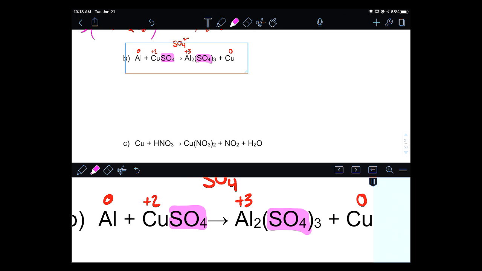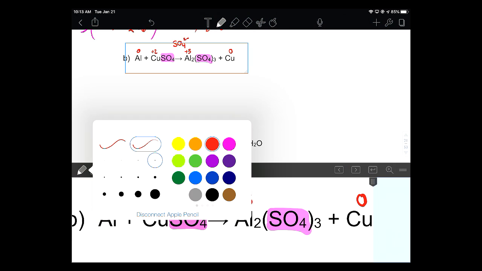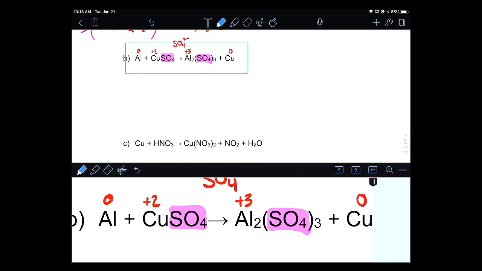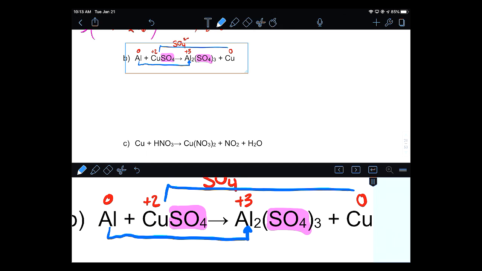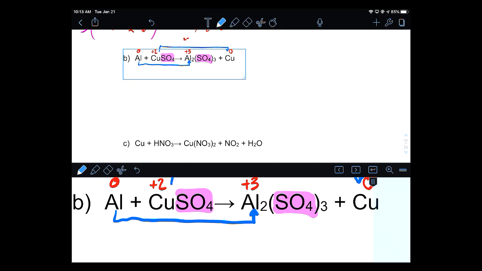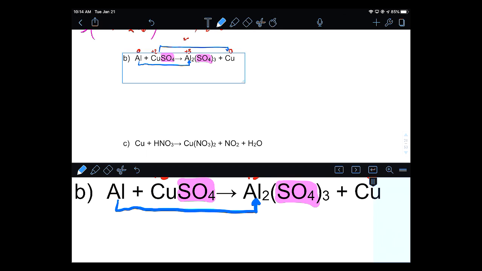So now I'm just looking at the aluminums and the coppers. I probably could have made a guess that it was aluminum and copper since those are the 2 metals on the left and right. So my aluminum goes from aluminum 0 to aluminum 3+, and my copper goes from a copper 2+ to a copper 0. So the aluminum oxidation number is increasing, so that means that is the oxidation. The aluminum is being oxidized.